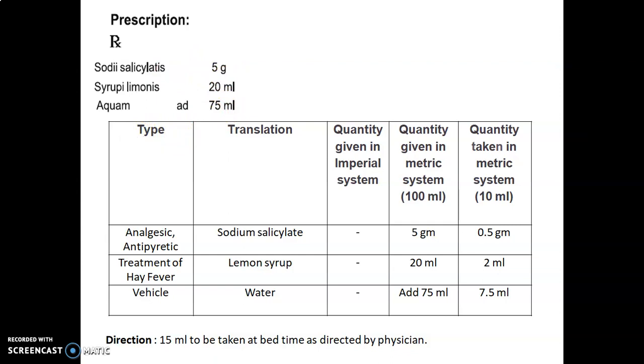First of all we have type, that is the category, use or role of the ingredient. Translation means the name of the ingredient. Quantity in the imperial system is not given over here, as we have the formula given directly in the metric system. The quantity given in the metric system is for preparing 100 ml, and the quantity taken in the metric system is to prepare 10 ml. First of all we have sodium salicylate, which is used as an analgesic and antipyretic. Quantity given in the metric system for preparing 100 ml is 5 gram. Taken quantity should be 0.5 gram. This quantity is calculated with the help of the factor.